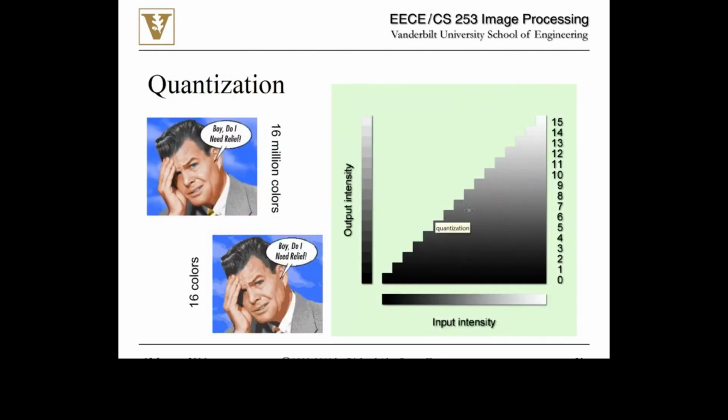Okay, so what about colors? In colors, we can have also sampling. So we can go from 16 million colors. Where does this number 16 million come from? This is a magic number. 2 to the 24. Yeah, 2 to the 24.